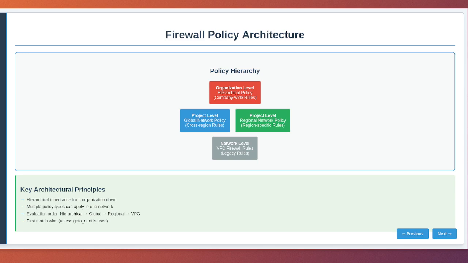This hierarchy gives you three critical capabilities. Consistency, meaning everyone follows the same core rules. Flexibility, where departments can customize as needed. And scale, enabling you to manage thousands of resources with dozens of policies instead of thousands of individual rules. The evaluation order is crucial and follows a strict hierarchy. Hierarchical policies, followed by global policies, then regional policies, and finally, traditional VPC rules. This ensures that organizational mandates always take precedence, while still allowing for appropriate customization at lower levels.